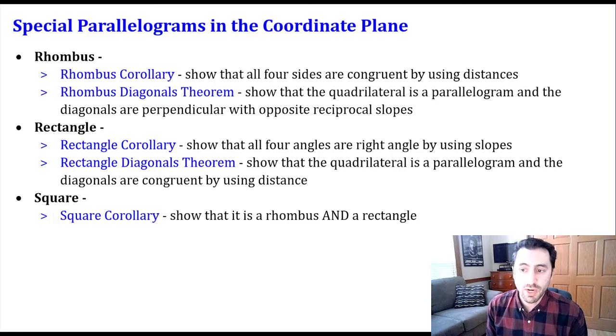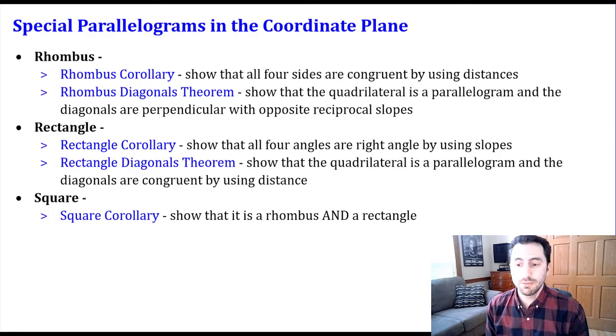The second one, the rhombus diagonals theorem. This theorem says that the diagonals of a rhombus are perpendicular to each other. In the coordinate plane, I can find the slopes of the two diagonals, and if those slopes are opposite reciprocals, that means that they're perpendicular. And if they're perpendicular, we have a rhombus.